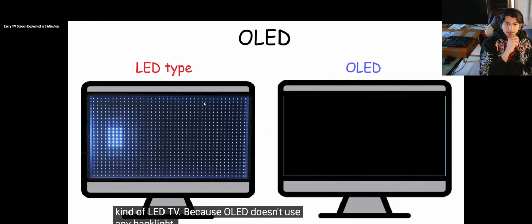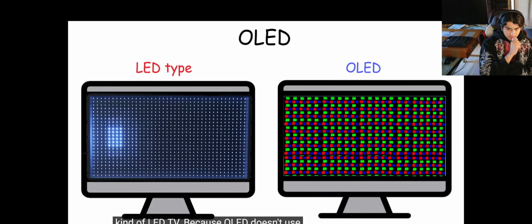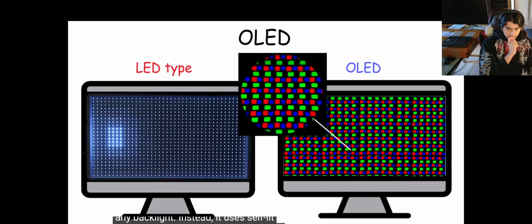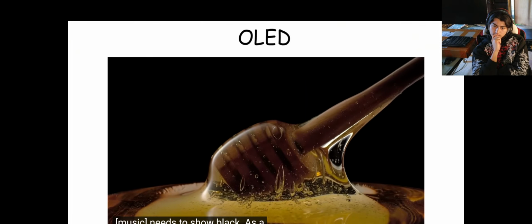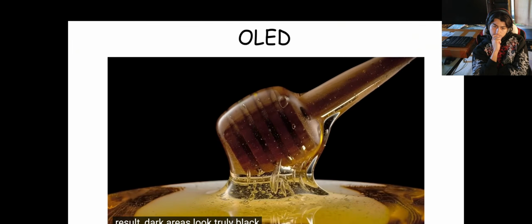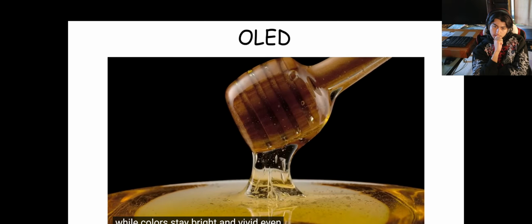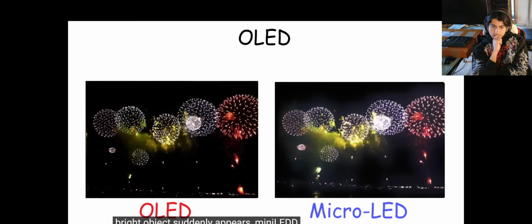Doesn't use any backlight. Instead, it uses self-lit pixels, which can create their own light and can completely turn off when it needs to show black. As a result, dark areas look truly black, while colors stay bright and vivid, even in very dark scenes. As a simple comparison, OLED and Mini LED can look similar in very dark scenes, but when a bright object suddenly appears, Mini LED might show blooming, while OLED keeps bright and dark areas perfectly separated.